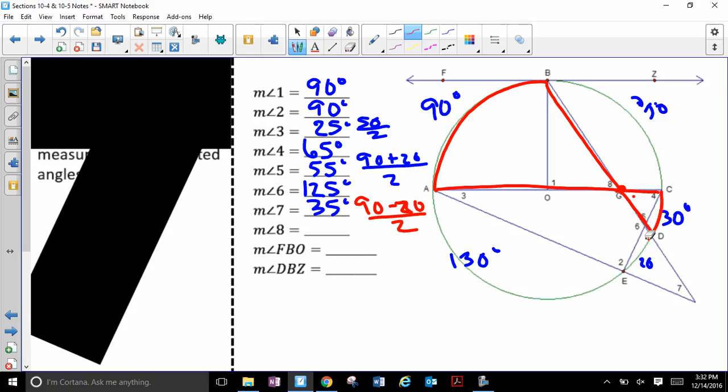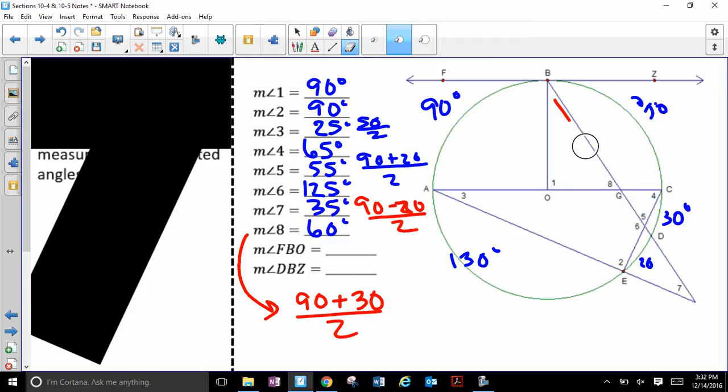So when the vertex is inside, what do we do with the arcs? We add them. So for 8, I'm going to do 90 plus 30 divided by 2. So what is that? 120 divided by 2, which is 60 degrees. So angle 8, the vertex was inside. You find the two arcs that go with it, its arc and its vertical angle's arc. Add them and divide by 2.